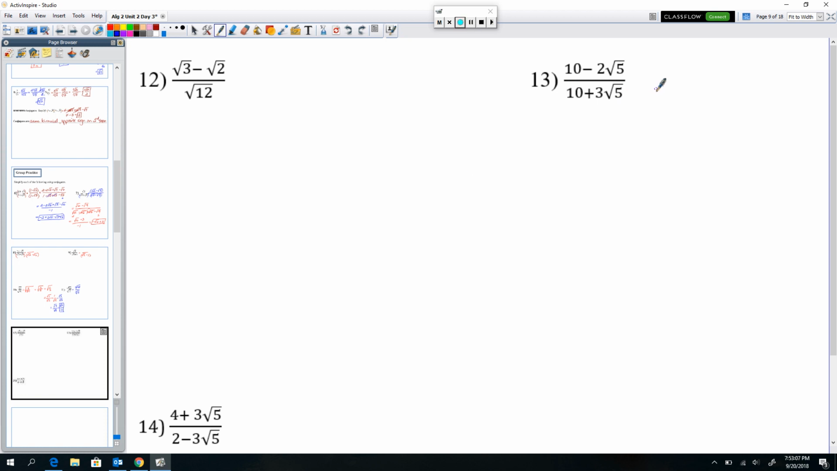Okay, so these are fantastic practices. I really encourage you to try these. They're all really, really good at getting you prepared for rationalizing the denominator. Don't take any shortcuts. Try them all. Get that good practice in there so that it goes really quickly for quizzes and tests. And then just check your answers against the key.